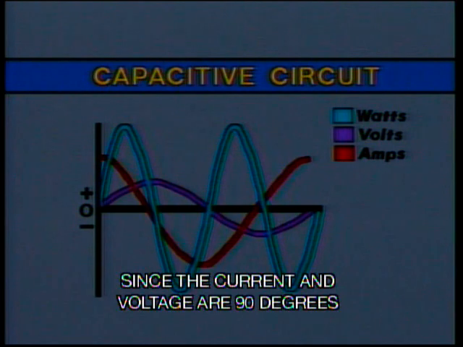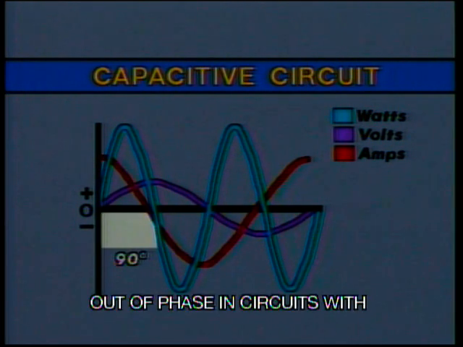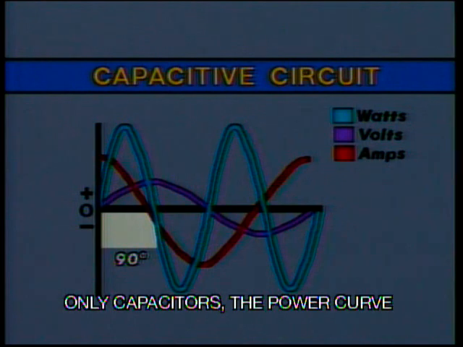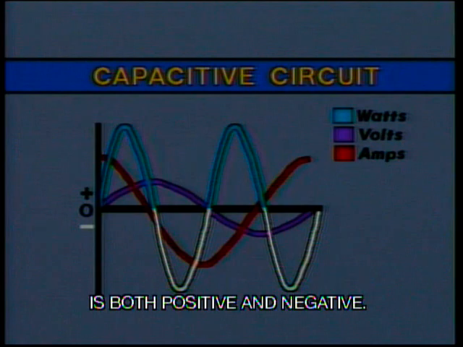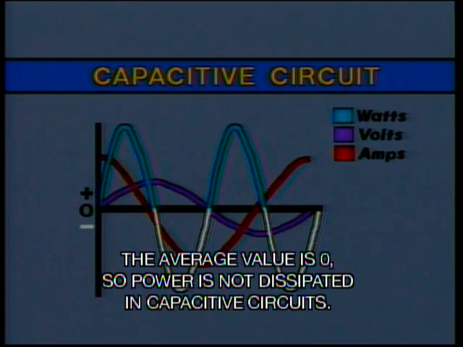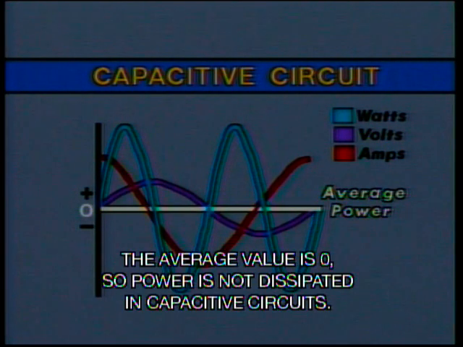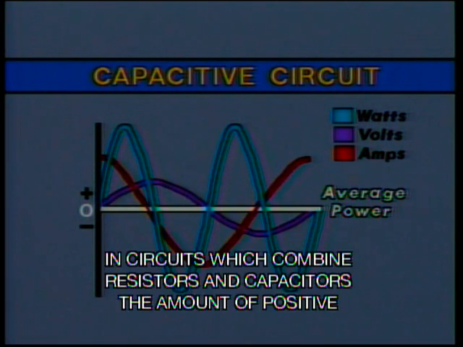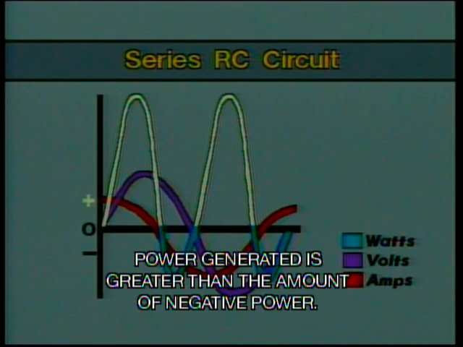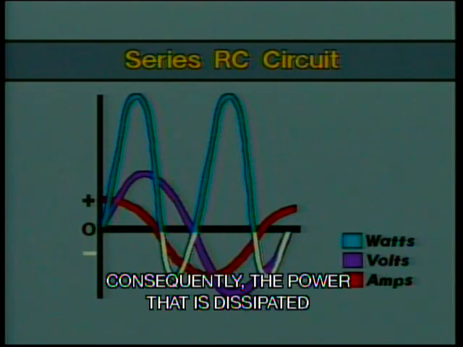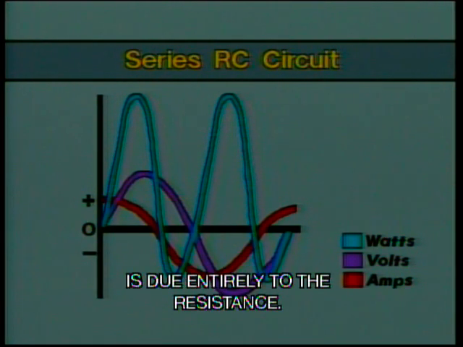Since the current and voltage are 90 degrees out of phase in circuits with only capacitors, the power curve is both positive and negative. The average value is 0, so power is not dissipated in capacitive circuits. In circuits which combine resistors and capacitors, the amount of positive power generated is greater than the amount of negative power. Consequently, the power that is dissipated is due entirely to the resistance.